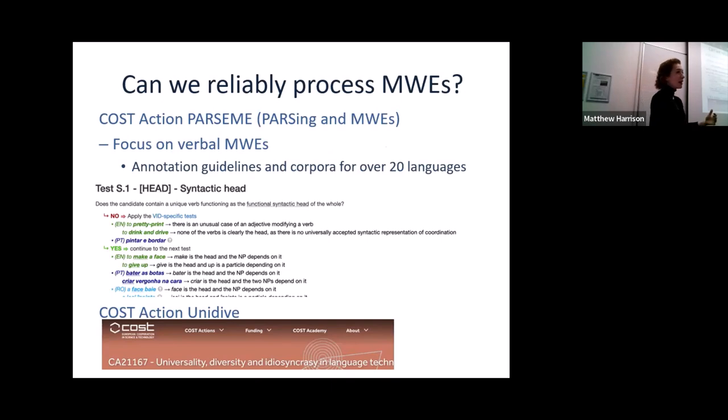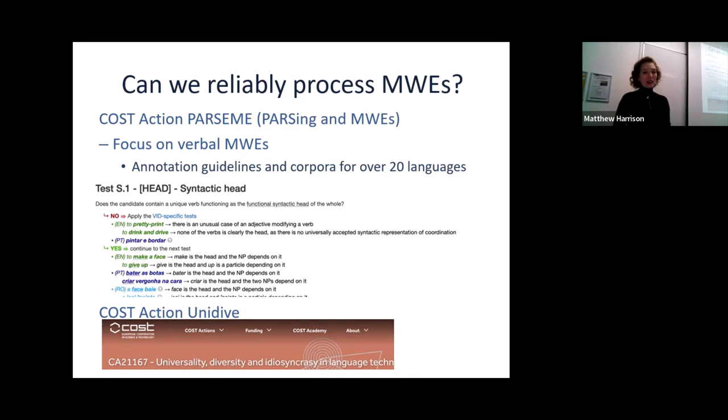I'm glad to say that since I started working on the topic there has been really nice growth, and there are initiatives like, for example, COST Action. There was a PARSEME action a few years ago, which produced really valuable data: corpus annotations for over 20 languages for potentially idiomatic verbal expressions. The action now has a follow-up, which is related to dependency parsing. It's the COST action UniDive, Universality, Diversity, and Idiosyncrasy in Language Technology. And you can guess that the idiosyncrasy is the multi-word expression aspect.